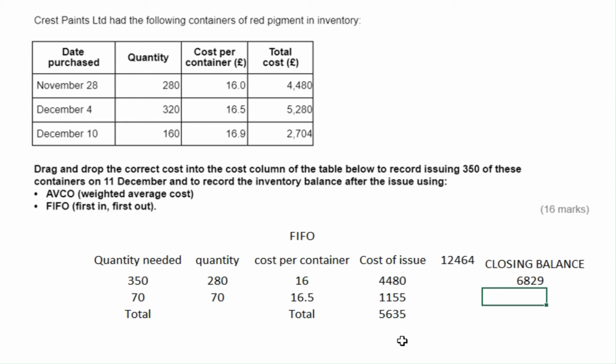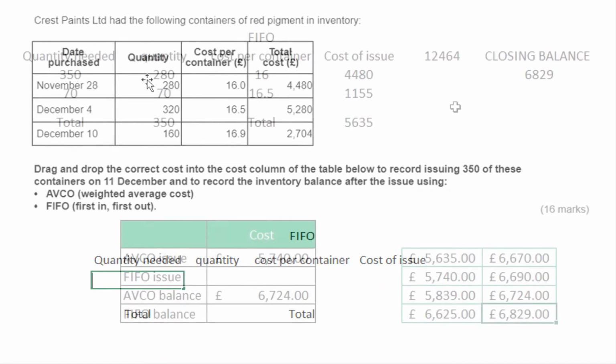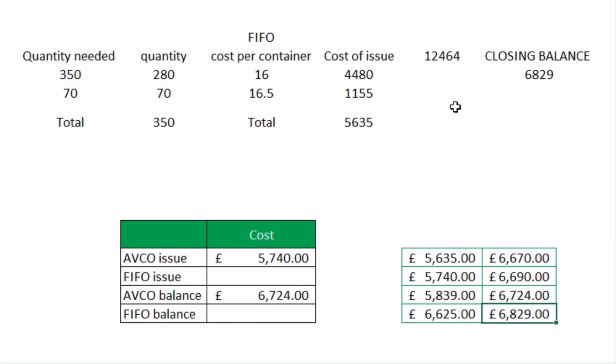Now if we compare that with the answers that they give us that we could drag and drop, we should be able to find the cost of issue and the closing balance. Let's have a look. As you can see here, our total cost of issue is 5635, and we can find it here, so that matches up. That means the FIFO issue was calculated correctly, 5635. For the FIFO balance, we've got a closing balance of 6829, and as you can see, it matches up with the 6829 down the bottom here. You would have dragged and dropped them in the exam, but that is how you work out task 1 in assessment 1 from the AAT mocks.